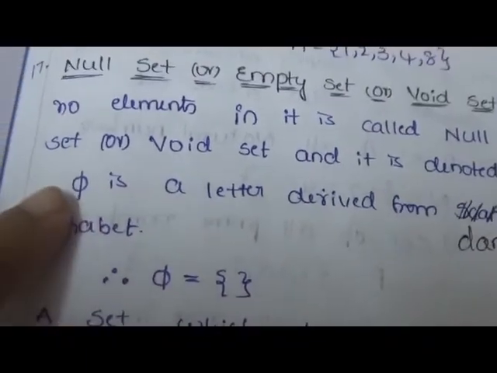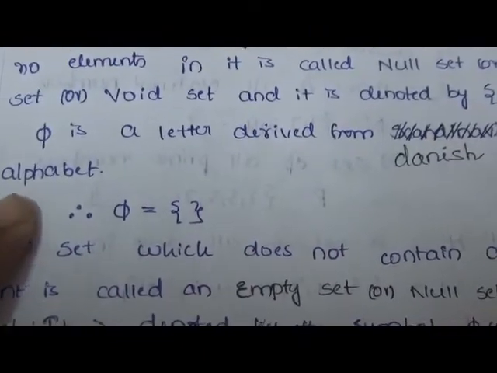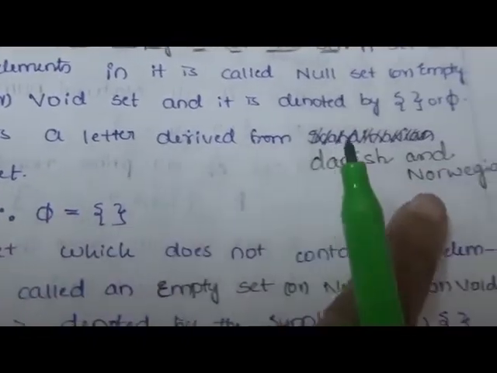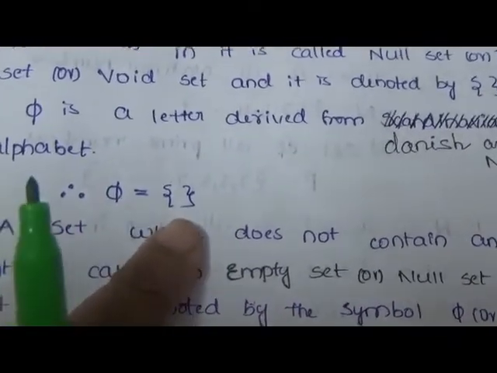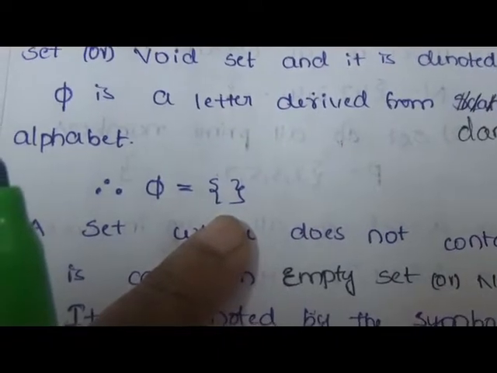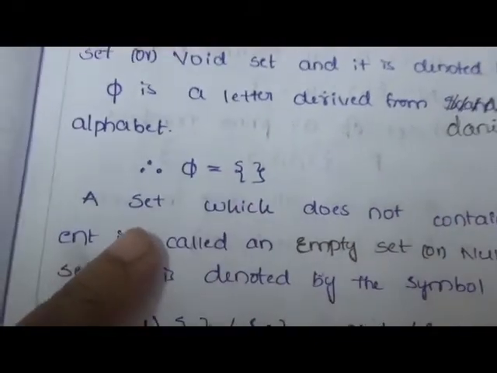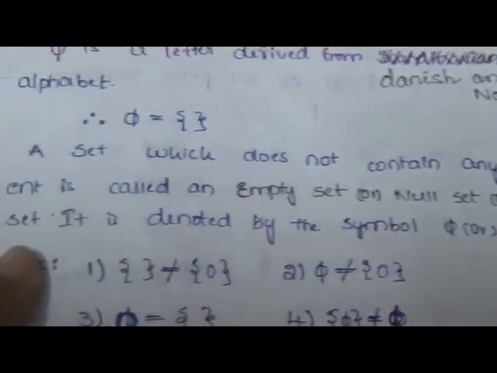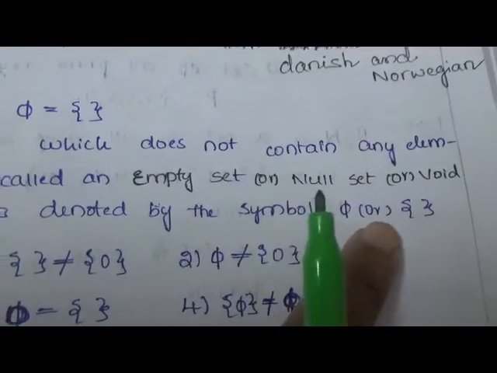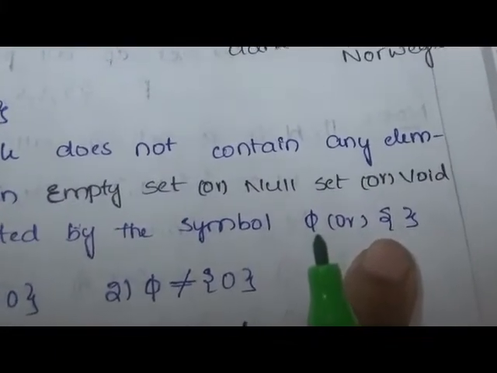The symbol φ is a letter derived from the Danish and Norwegian alphabets. Therefore, it can be written like this, with two curly brackets and no elements in the set. That we call a null set. So, a set which does not contain any element is called an empty set, null set or void set. It is denoted by this symbol, and you can also write curly brackets without any elements like this.